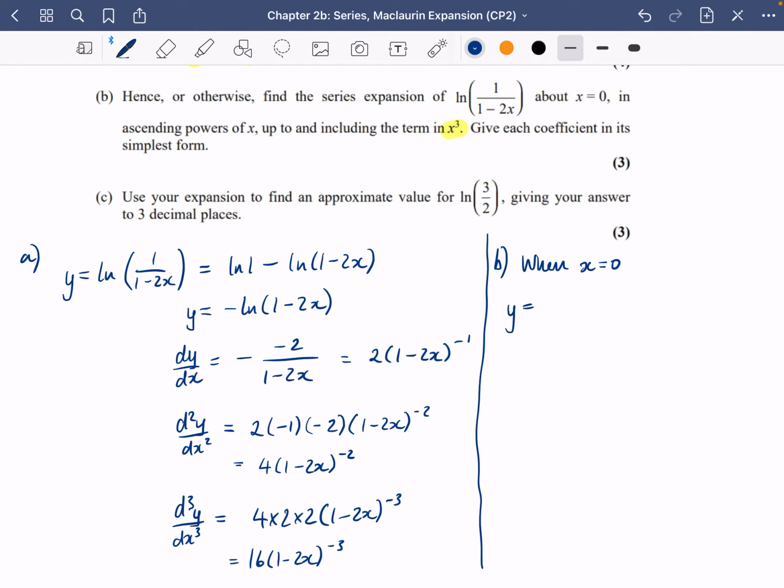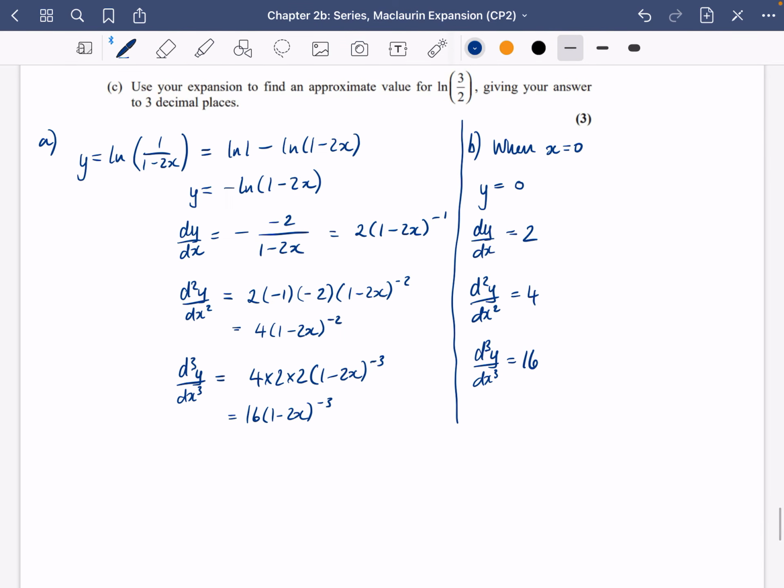Well, when x is equal to 0, the whole thing is going to be ln of 1 or minus ln of 1, which is just 0. When I do dy by dx and I substitute 0 in here, well, I've just got 1 to the power of anything, which is 1, so it's just going to be 2. When I do the second derivative here, again, this is just 1 to the power of something, so it's just 1, and it's going to be a 4. And then in a similar logic, that third one that we've got there is just going to be 16.